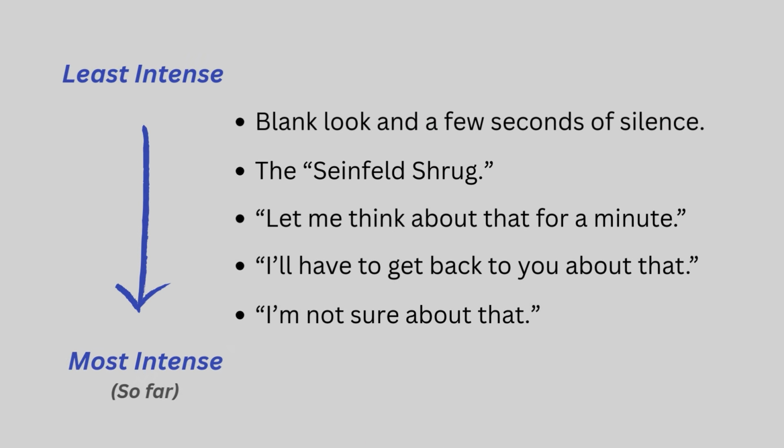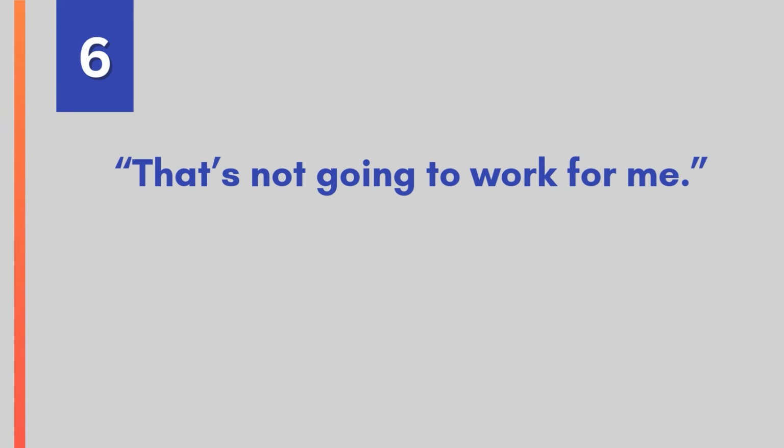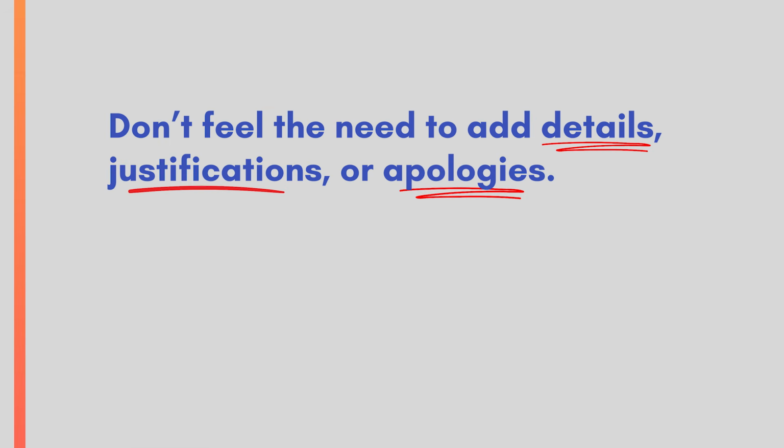Let's do a quick internal recap of the first 5 ways to communicate your boundaries. I've arranged these from what I see as the least intense to the most intense of these first 5, and then the next 5 on the list cross over into what I would say are very assertive and don't leave a lot of room for interpretation. Number 6, say, "That's not going to work for me." This is important that you don't feel the need to add details, justification, or little apologies when you're drawing a boundary line. Adopt a mindset that you don't owe them a reason for maintaining your boundary.